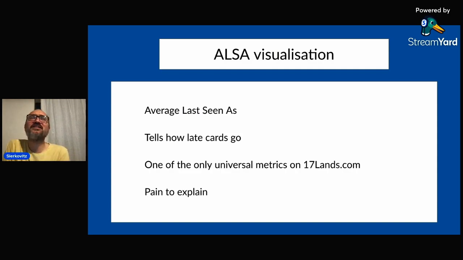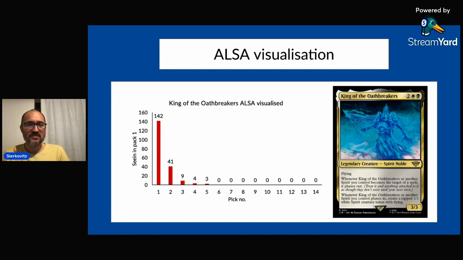One thing that I also realized about alpha is that it's always a pain to explain what it is, and that's why I'm going to dedicate a bit of time just to visualize it, because maybe visualization is better than explaining it in words. So here is the alpha visualization of King of the Oathbreakers, the two-mana white-black legendary creature, Spirit Noble, flying. Whenever King of the Oathbreakers or another Spirit you control becomes the target of a spell, I just realized I should have picked the less worthy card, it phases out. Whenever King of the Oathbreakers or another Spirit you control phases in, create a tapped 1/1 white Spirit creature token with flying. And it's a 3/3.